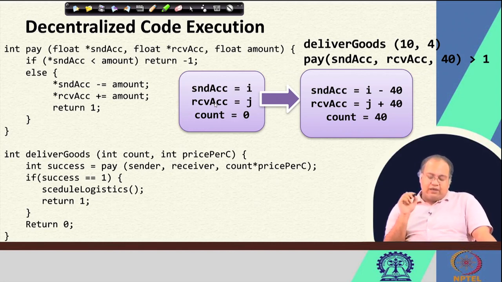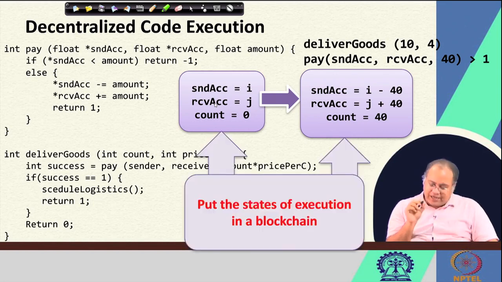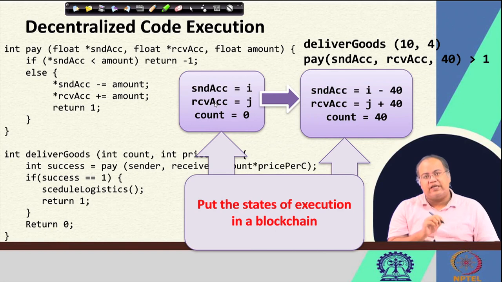Well, so that way I am just making a transition from one state to another state while I am executing the code. Now, how can I design a decentralized model of execution for that code? What I can do is put the states of execution for this code in a blockchain. So, that way what will happen?